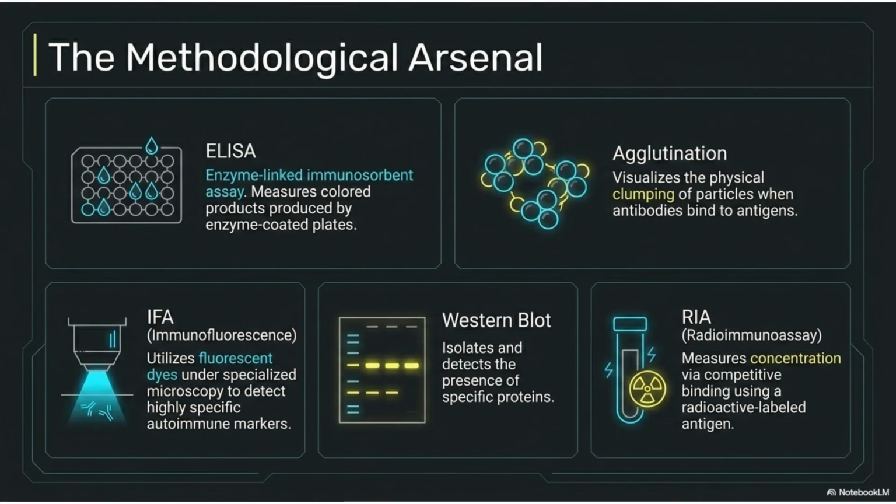Serology employs various techniques. ELISA uses enzyme-coated plates, agglutination visualizes particle clumping, and immunofluorescence, or IFA, utilizes fluorescent dyes. Western blot isolates proteins, and RIA measures concentration with competitive binding.